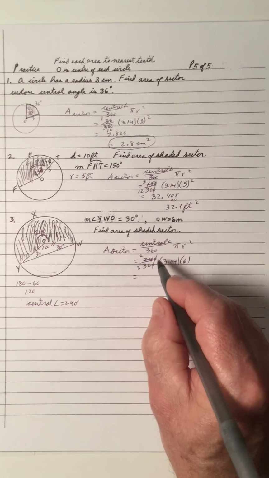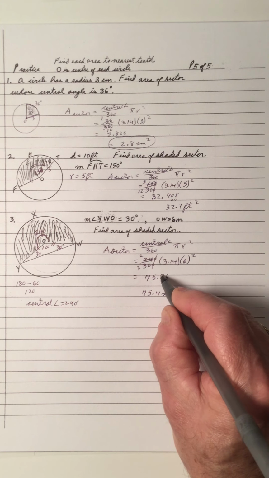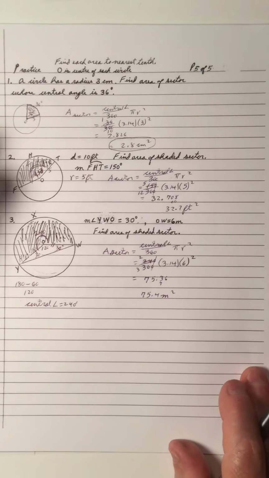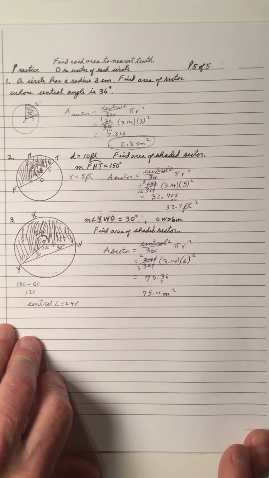Again, the 3 is in the tenths place, so the digit after it is 5 or greater, so we add 1 to the 3, so we get 75.4. And that takes us to the end of the video on finding the area of a sector of a circle.